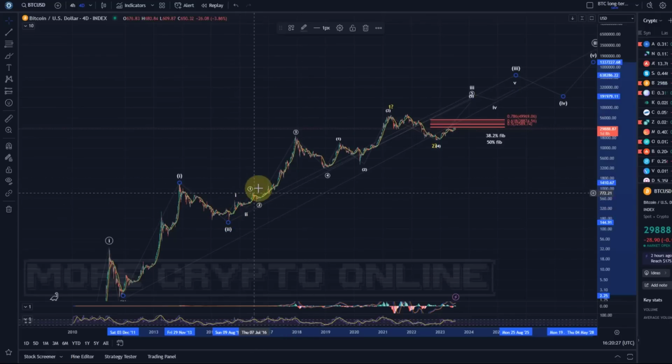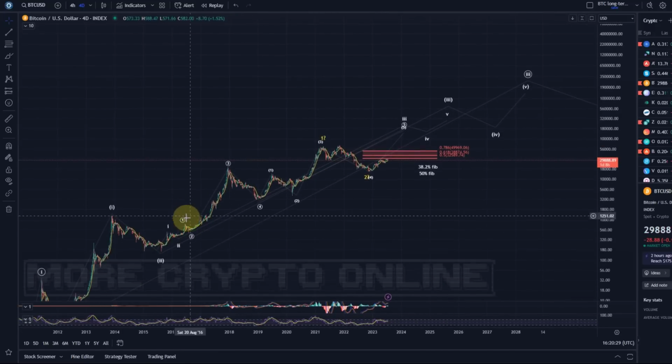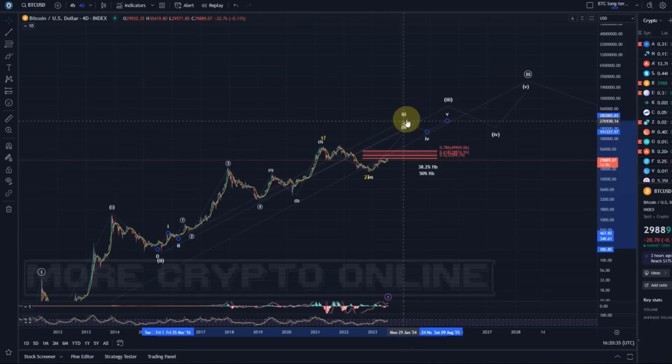I have a series of 1-2 setups here. And basically the first 1-2 setup, the matching third wave, that's the wave in which we currently are. And within this third wave, we have another 1, 2, 3, 4, 5. And the fifth wave is still ongoing.